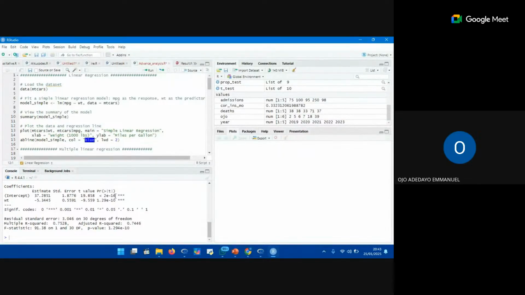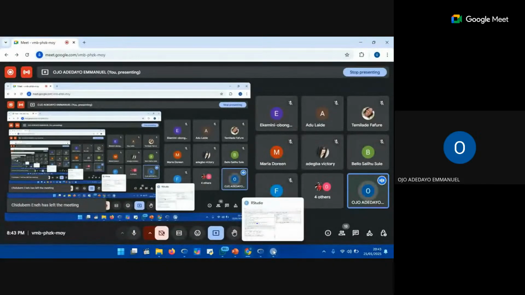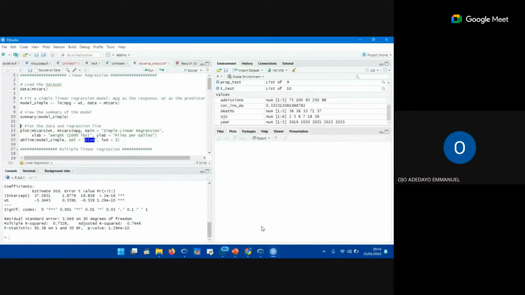Okay, let's move to the overall model performance. We have the R square, then we have the adjusted R square. Can anybody interpret it for us based on the knowledge that we've acquired? What is the interpretation of this adjusted R square?